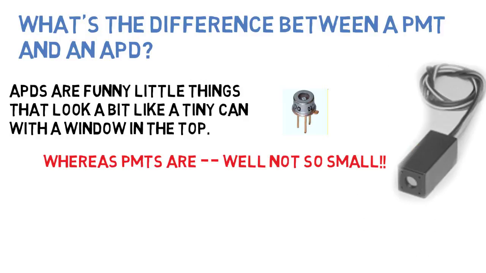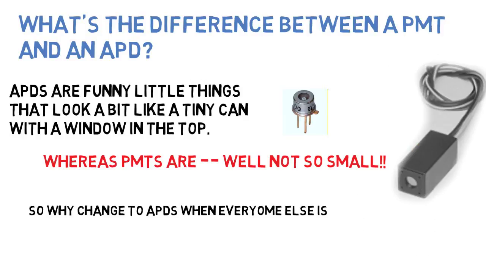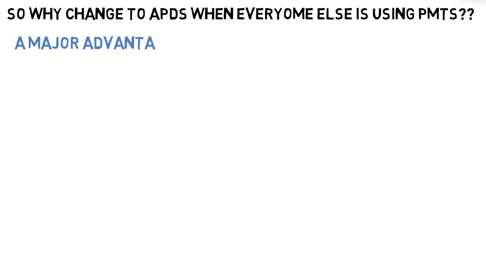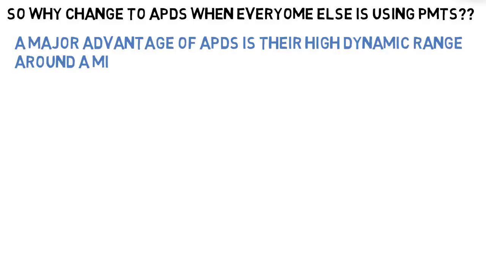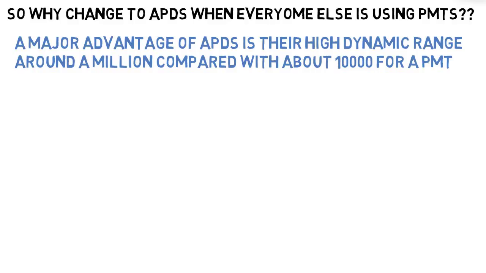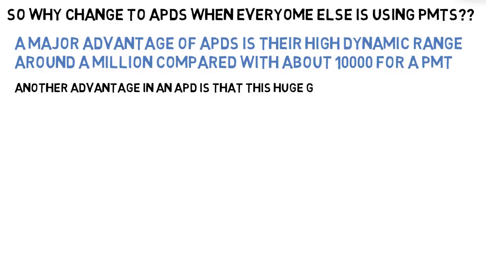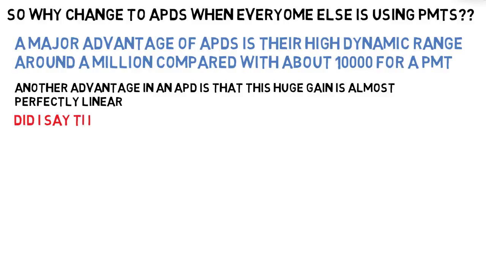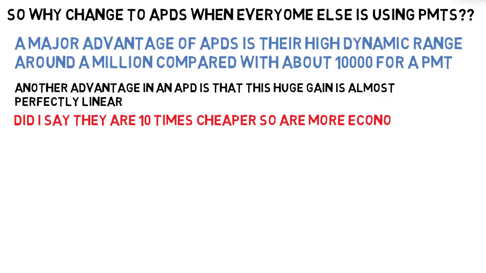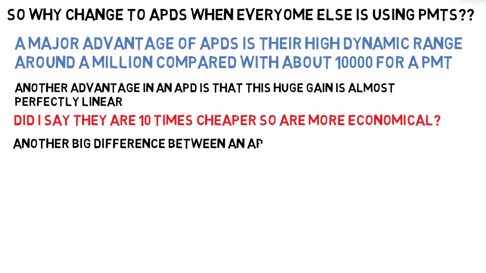So why change to APDs when everyone else is using PMTs? A major advantage of APDs is the high dynamic range, around 1 million, compared with about 10,000 for a PMT. Another advantage in an APD is this huge gain is almost perfectly linear. Did I say that they're 10 times cheaper than PMTs?